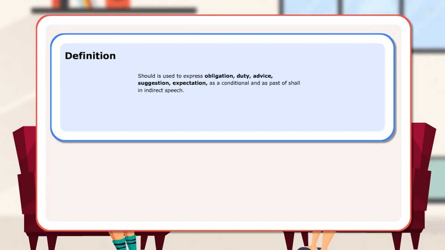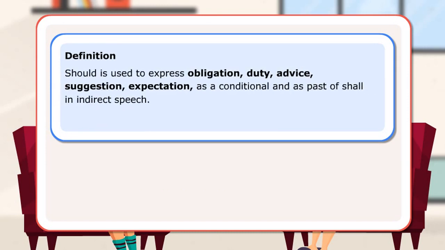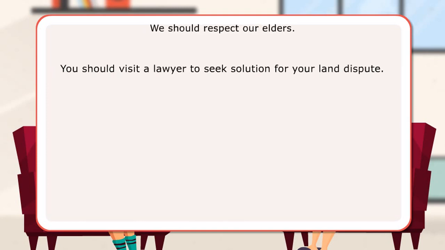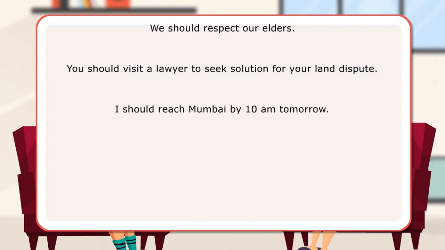Definition: should is used to express obligation, duty, advice, suggestion, expectation, as a conditional and as part of shall in indirect speech. Let us look at a few sentences. We should respect our elders. You should visit a lawyer to seek solution for your land dispute. I should reach Mumbai by 10 a.m. tomorrow. Should it rain, nobody will turn up for the class.